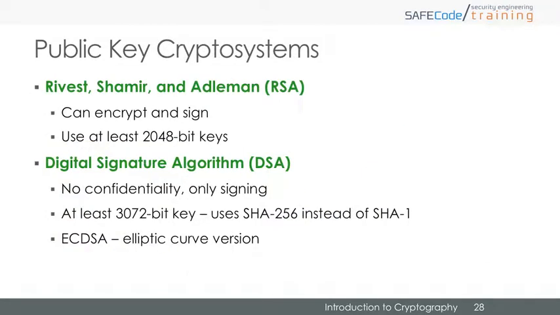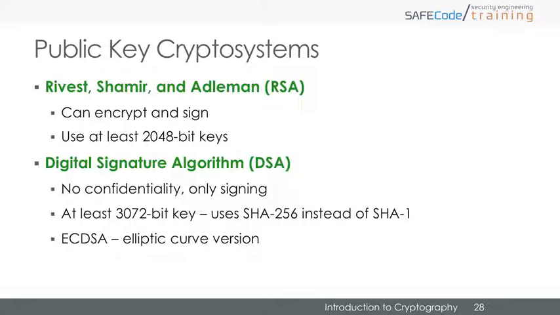The de facto standard for asymmetric crypto is Rivest-Shamir-Adleman, which is known as RSA. It can be used both for encryption and signing. Currently, the recommended minimum key length for RSA is 2048 bits. Digital Signature Algorithm, DSA, only provides signing facilities and no confidentiality. During setup, it should offer a choice of hashing algorithms to use. Make sure you opt for the longer forms of SHA-2 and not the default SHA-1, and a key length of at least 3072 bits.